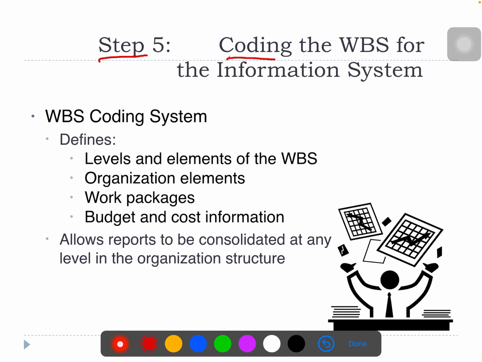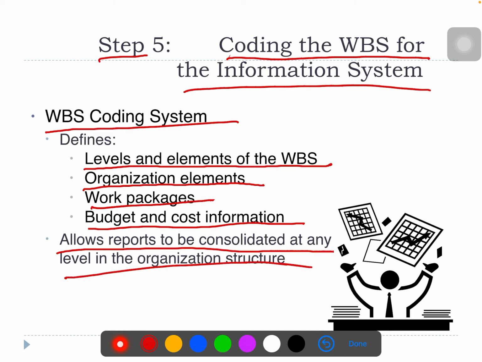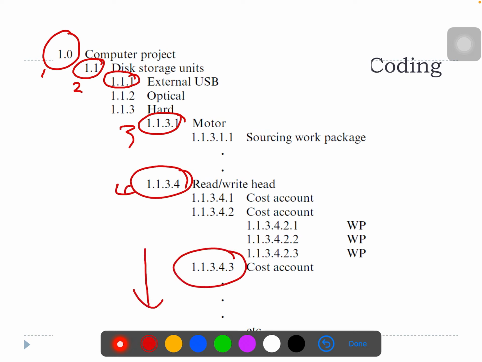Okay, step number 5, coding the WBS for the information system. The WBS coding system defines the levels and elements of the WBS, the organization elements, work packages, budget and cost information, and allows reports to be consolidated at any level of the organization structure. So this is an example of coding. You can see it cascaded at each level, right? This is level 1, level 2, level 3, level 4, level 5, and if you look at the lowest granularity, it gets to the cost account.